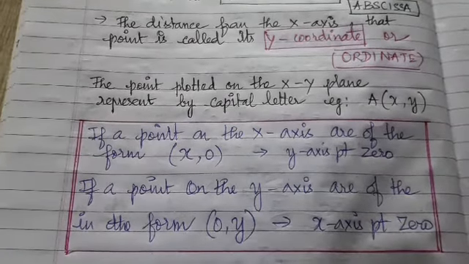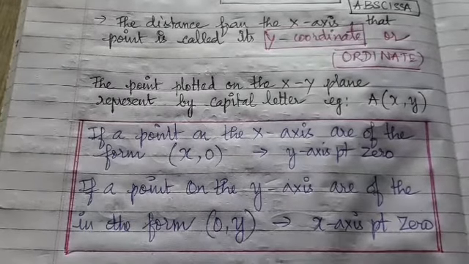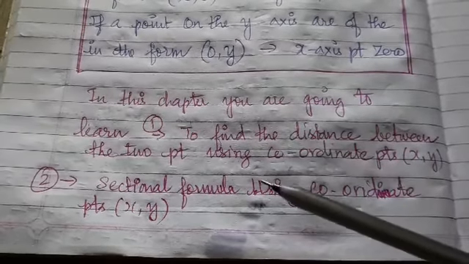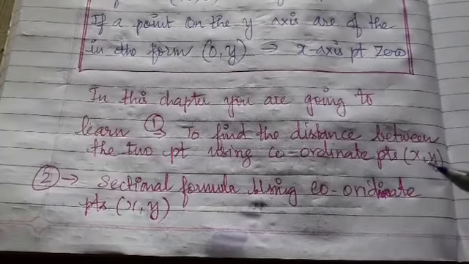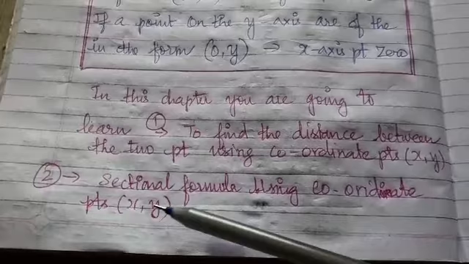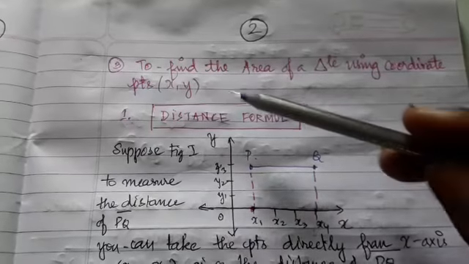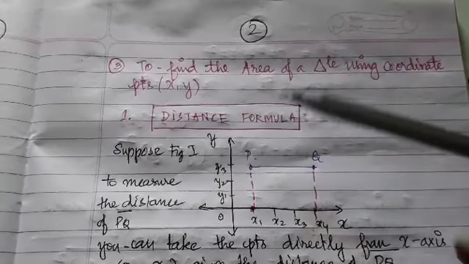What you are going to study in 10th standard, based on these coordinate points, in this chapter: first, to find the distance between two points using coordinates x and y; second, the section formula, using coordinates to find the x and y coordinate of a point; and third, to find the area of a triangle using coordinate points. So one by one we will go.